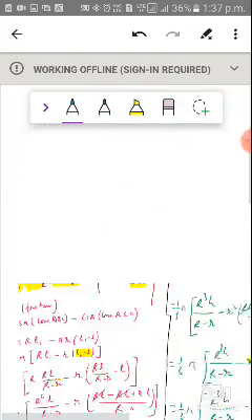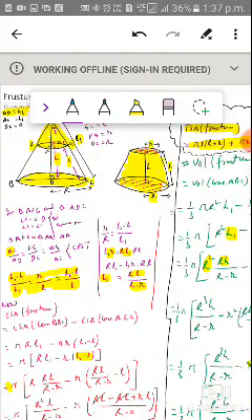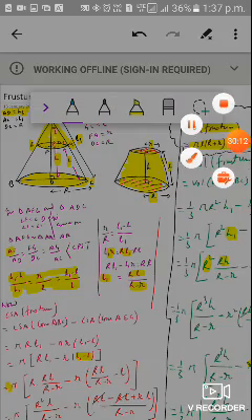So hopefully you have understood how we have calculated these formulas, right?